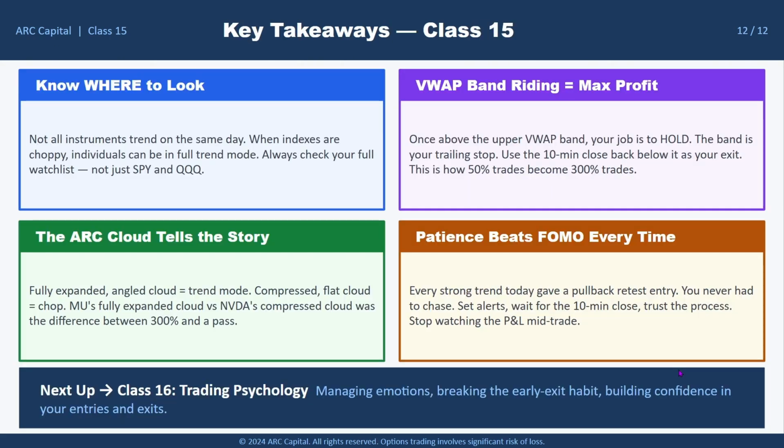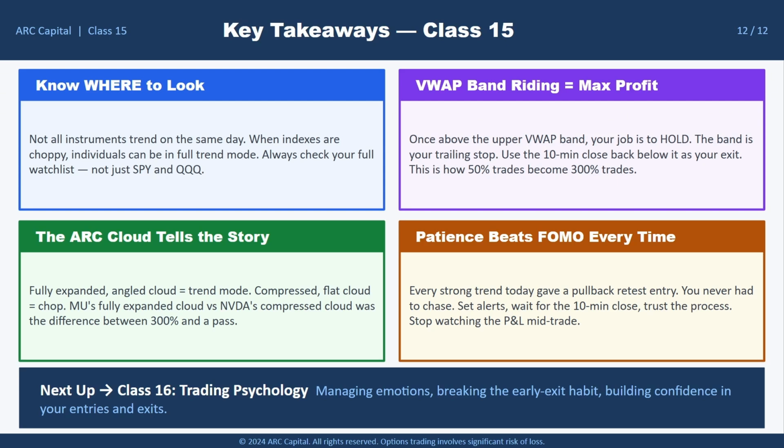Going forward here, we want to go over the key takeaways, and then we'll get into the charts. So key takeaways. Know where to look. Not all instruments, not all stocks trend on the same day. When indexes are choppy, individuals can be in full trend mode. Always check your full watch list, not just SPY and QQQ. This is where trading only futures will hurt you, plain and simple. You're not going to be able to catch all the nice opportunity in the market if you could only trade SPY, QQQ, or ES, NQ, gold, and crude, right? Or silver. I can go on about that.